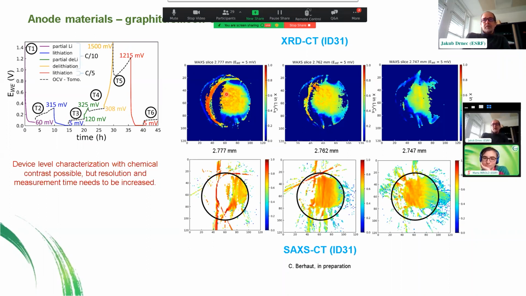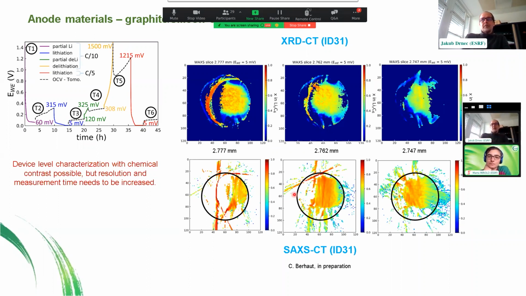So each of these pixels, right here, voxels, sorry, on this image is one XRD pattern. And for each XRD pattern, which is maybe 40, 50,000 for this image, we just take the region of the graphite and we look at the positions of the peak and we make these color maps, which then tells you the charge state of the electrode. With the SAXS, we do the same.